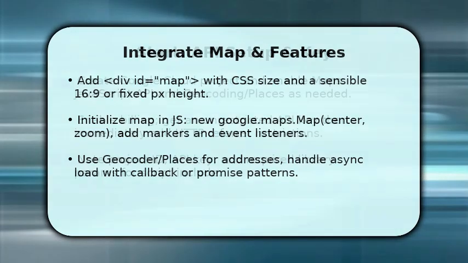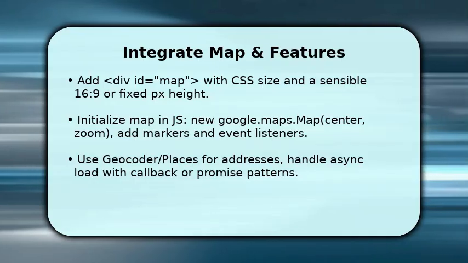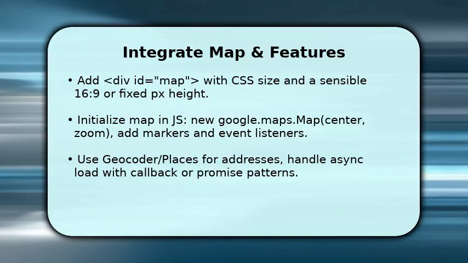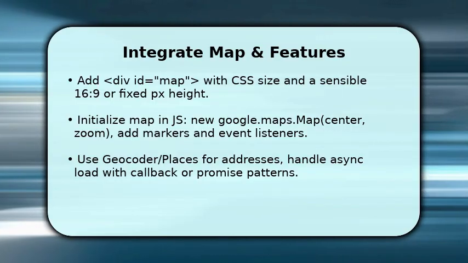You now create the map container and initialize the map object in your app code. First, give the map div explicit width and height so tiles render. Then call new google.maps.Map with your center and zoom. You can add markers, info windows, and click handlers to expose data.